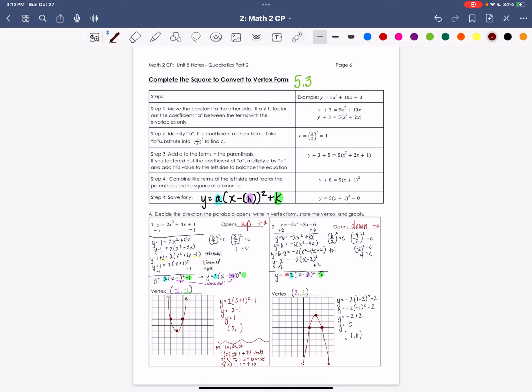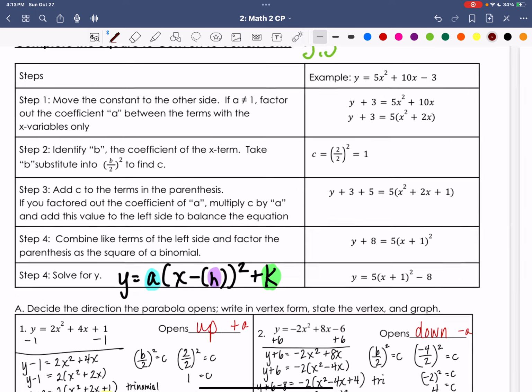All right, we're going to talk about completing the square to convert to vertex form. Before, we've done factoring, and completing the square to solve for the quadratic equation. Now we're going to make it into vertex form. So the steps are the same.